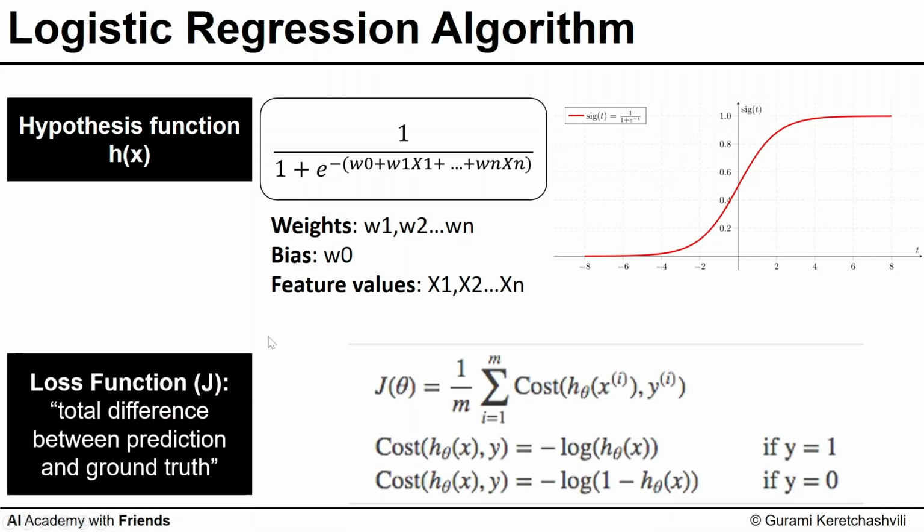Also, it has its own loss function, which in other words is the total difference between prediction value and ground truth. Loss function is the sum of all the cost functions divided by m, which is the total number of examples. Each individual cost function is calculated based on these functions. If the ground truth value is 1, then the cost function is minus logarithm of the hypothesis function. If the ground truth is 0, the value will be minus logarithm of 1 minus the hypothesis function.